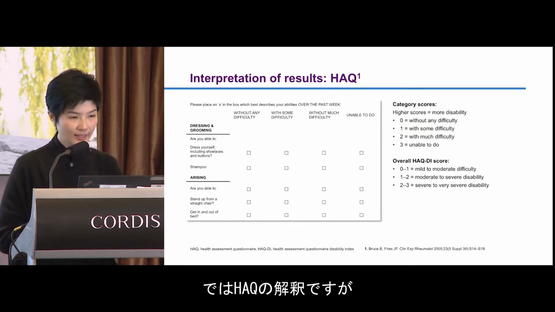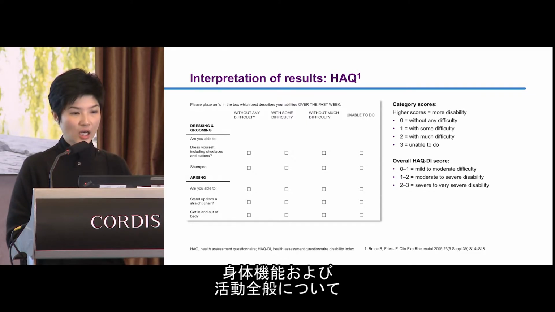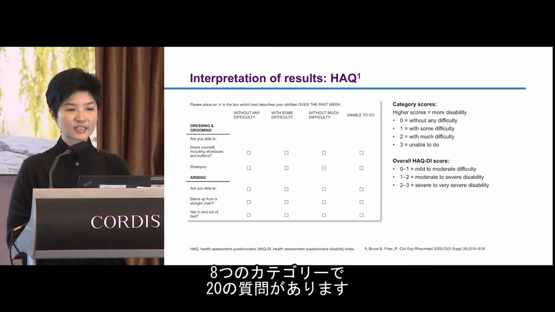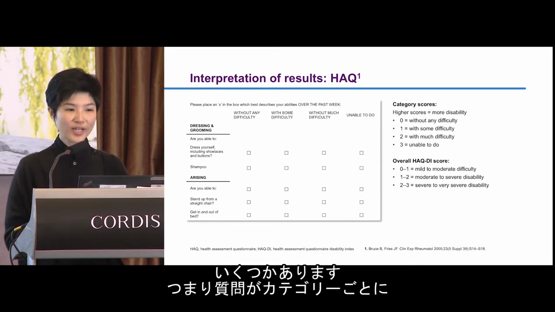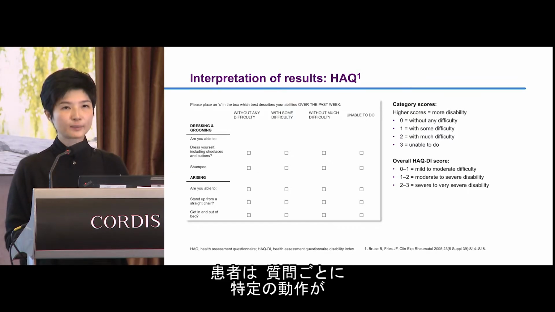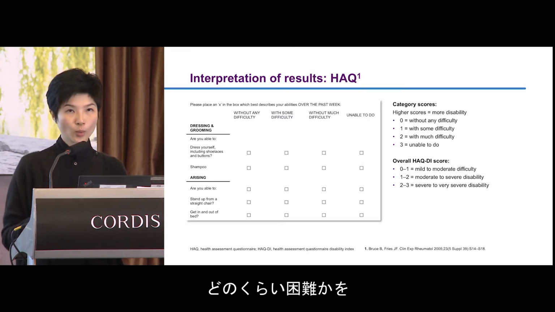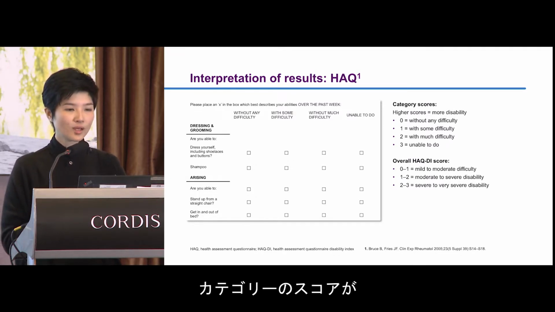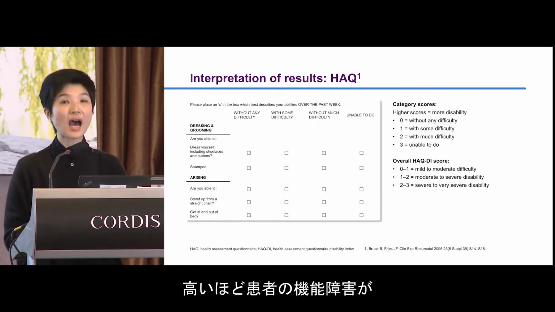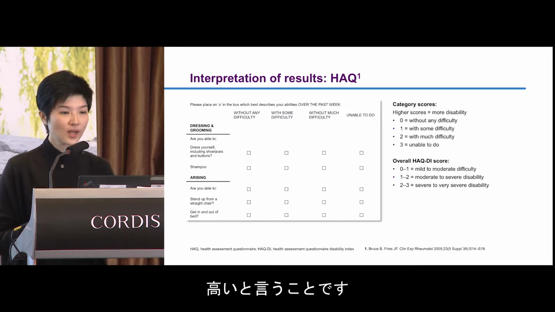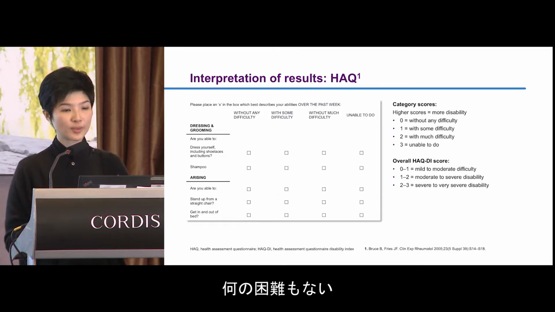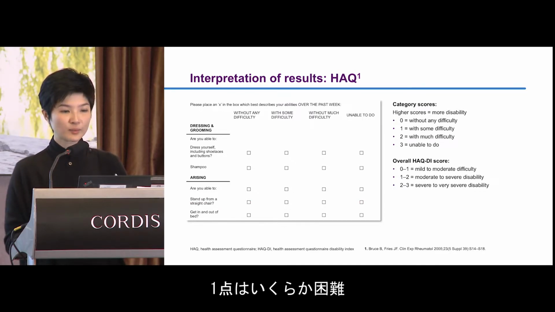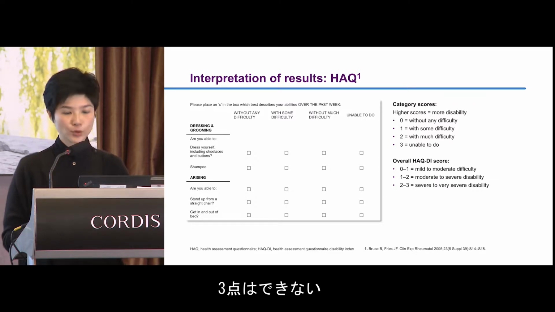So how to interpret the HAQ? There are 20 items in the 8 categories, which represent a comprehensive set of functional activities. For each category, there are several questions, and the patient has to score each question to represent how difficult it is for them to perform that particular task. For the category scores, the higher the score, the more disabled the patient is. The score is like this: 0 represents without any difficulty, 1 with some difficulty, 2 with much difficulty, and 3 unable to do.